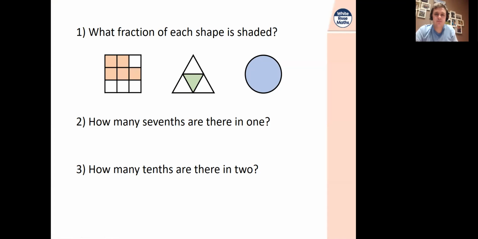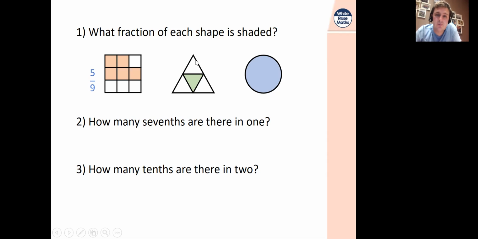Okay, so what fraction of each of those shapes is shaded? Remember, first of all, we think about our denominator, and that's how many equal parts there are altogether. And then we say our numerator, which is the bit on top, and we say how many of those equal parts have been represented. So on this grid here, we can see that there are 9 squares, and that 1, 2, 3, 4, 5 of them have been shaded, so that's 5 out of a possible 9. 5 over 9, or 5/9.